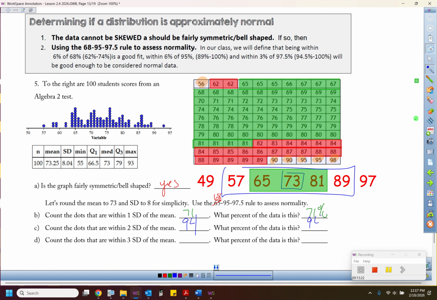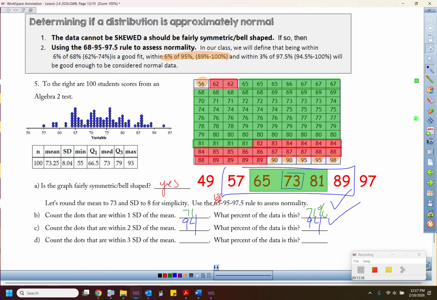And with 2 standard deviations of the mean, right, you're supposed to be 6 away from 95. Or my boundaries right here is 89 to 100. Does 94 fit in that data set? Sure does. So we passed phase 2.